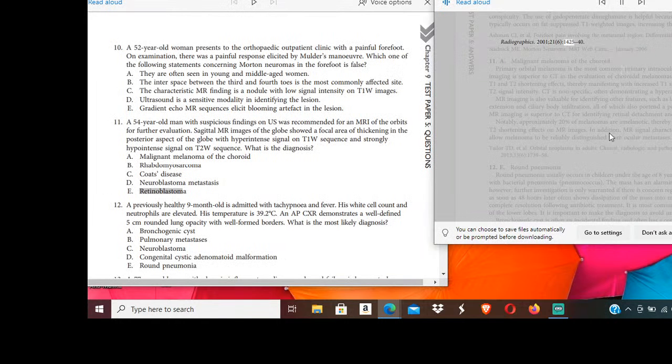2001, 21, 614 2540. Stadnik. Morton neuroma. MRI Web Clinic, January 2006.